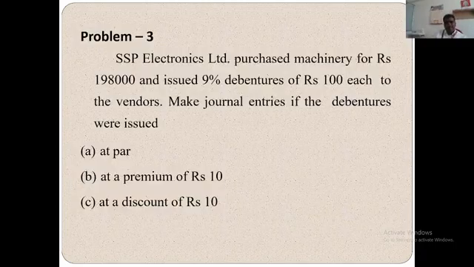Next, problem number 3. SSP Electronic Limited purchased a machinery for rupees 1,98,000 and issued 9% debenture of rupees 100 each to the vendor. Make journal entries if the debentures were issued at par, at a premium of rupees 10, at a discount of rupees 10. So first, SSP Electronic Limited purchased machinery for rupees 1,98,000 and issued 9% debenture at the rate of rupees 100 each to the vendor.